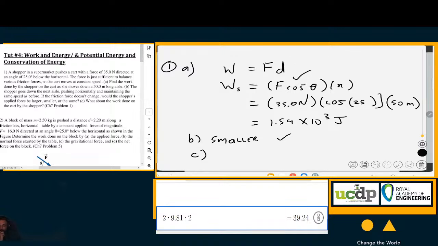So let me just go back to here, this one, smaller. The vertical component of the force is zero; the force is completely horizontal. So it will equal the friction force since the cart stays at a constant speed. The horizontal component of the force and the friction should now be completely equal.